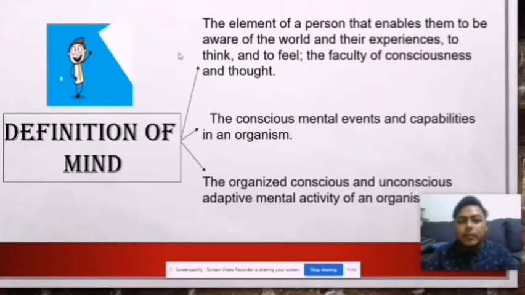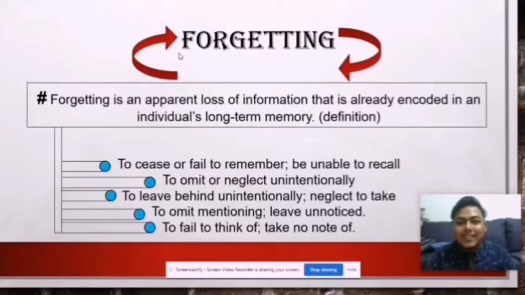The definition of mind, I got three. First one is the element of a person that enables them to be aware of the world and their experience, to think and to feel, the faculty of consciousness and thought. Second one is the conscious mental events and capabilities in an organism. Third is the organized conscious and unconscious adaptive mental activity of an organism.